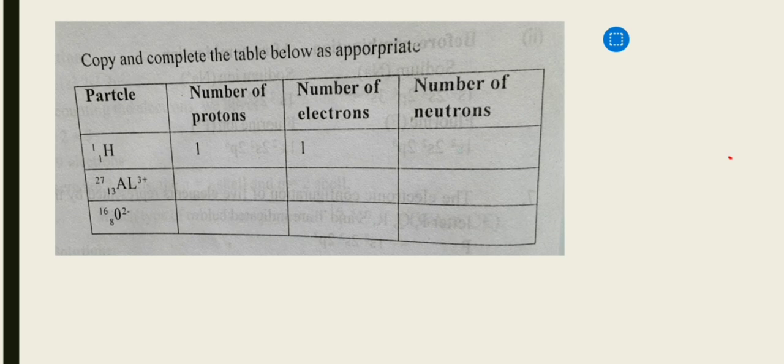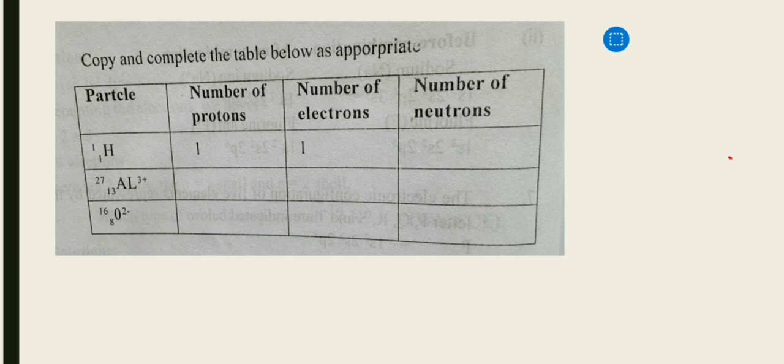Aluminium ion, not atom, because it has ionized by loss of 3 electrons. Oxygen ion, not atom, because it has ionized by gain of 2 electrons. That's why it is carrying 2 minus, and aluminium is carrying 3 plus. It loses 3 electrons. So how do we solve this? Now we are supposed to fill this table.